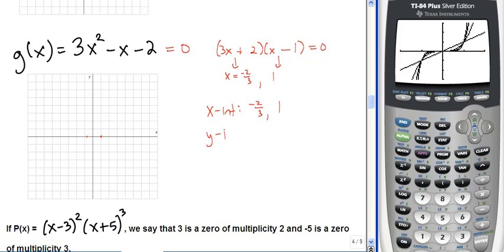Let's find our y-intercept. So we're going to plug in 0 for x, which makes both of these terms go to 0, and that would just leave me with the constant negative 2. So I need to hit the y-axis at negative 2.